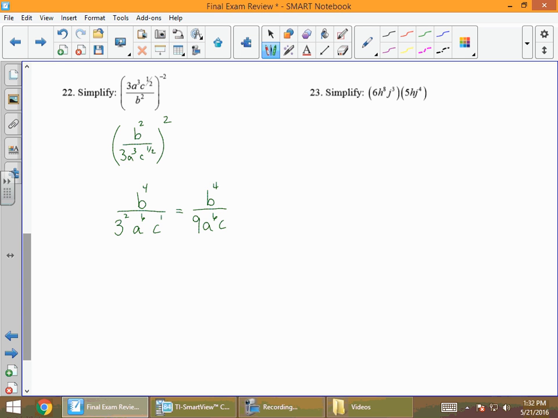Number 23. This is multiplying things with like bases, so I can multiply the numbers together. 6 times 5 is 30. H to the 8 times h to the 1. When multiplying like bases, keep the base, h. Add the exponents. 8 plus 1 is 9. For j's, j to the 3 times j to the 4. Keep the base, j. Add the exponents. 3 plus 4 is 7. So 30, h to the 9, j to the 7.